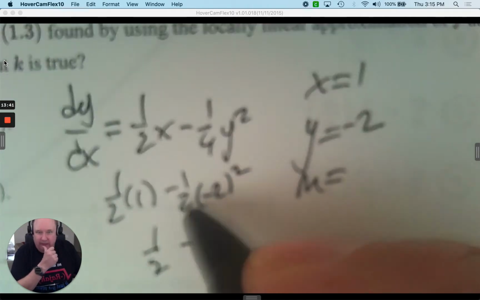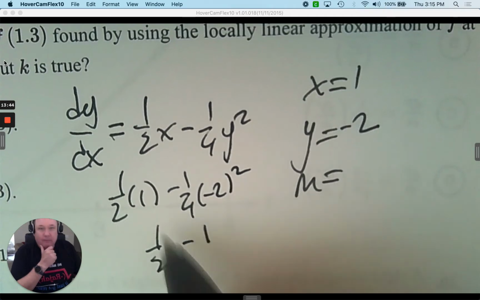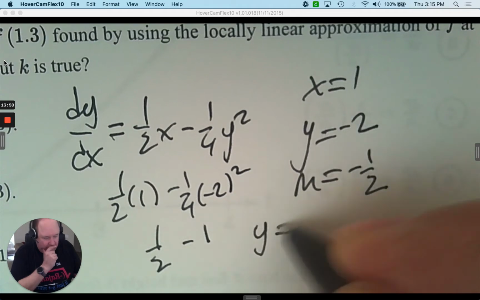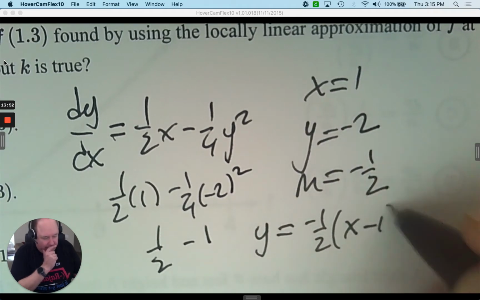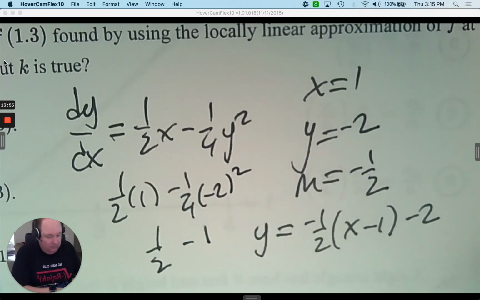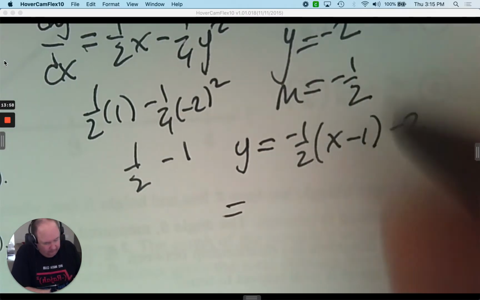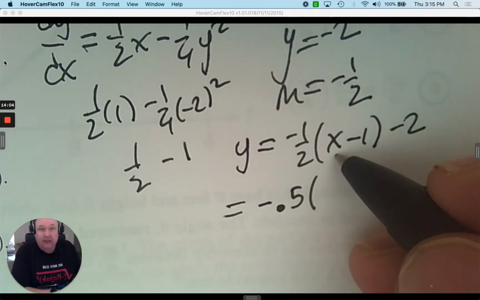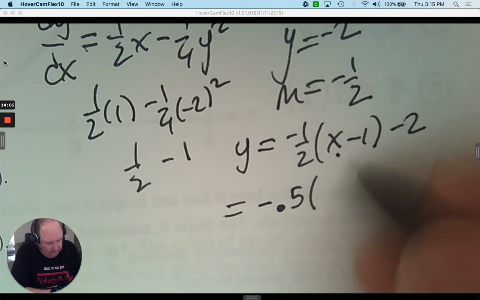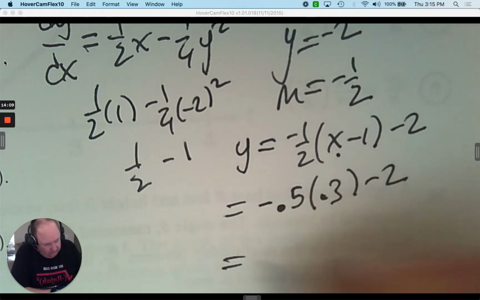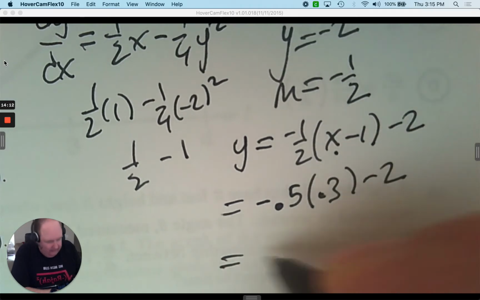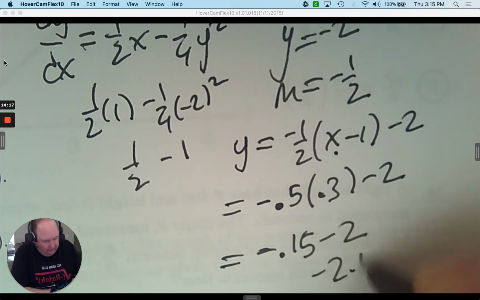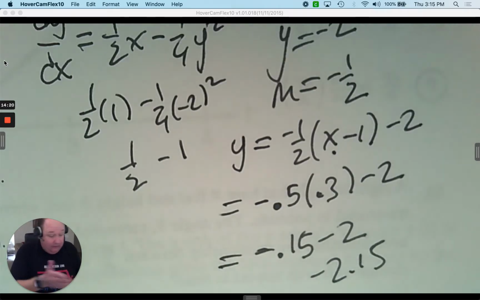This is 4 divided by 4. So it ends up being 1/2 take away 1. That's negative 1/2. So the equation then is negative 1/2 x subtract 1 subtract 2. We're then going to plug in 1.3. So this is negative 0.5. If I plug in 1.3, you end up with 0.3. So if I put this together, I get negative 0.15 minus 2. So altogether, that's that. So I already know the answer is not A or B.